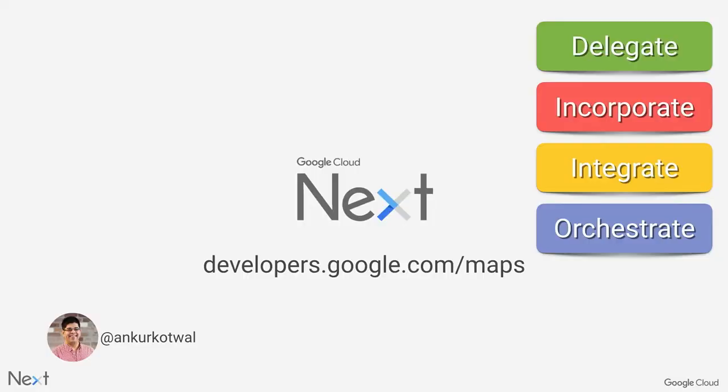So that brings me to the close of this presentation. We've talked about these 4 layers of development: delegation, incorporation, integration, and orchestration. We've looked at them in the context of various use cases to build great solutions. Everything I've talked about today is actually available on developers.google.com/maps. It's where all of our developer documentation lives, and it links out to things like our GitHub repository as well. So please do check it out.